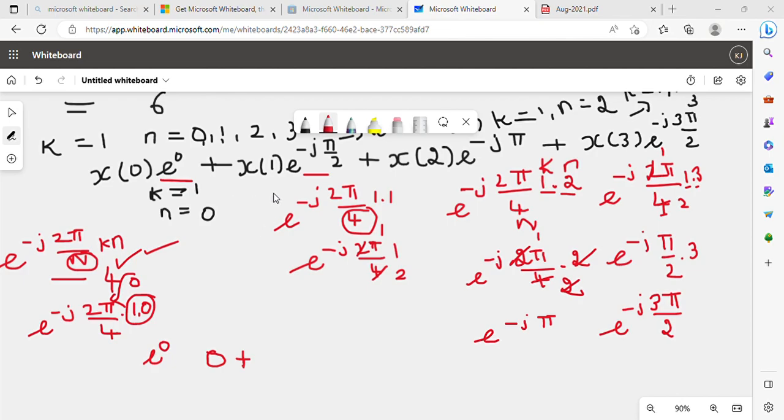So here you can't do this in the calculator. I have already told you about this, sorry for opening it again. You have to use a formula, cos pi by 2 minus j sin pi by 2, that you can substitute in the calculator.